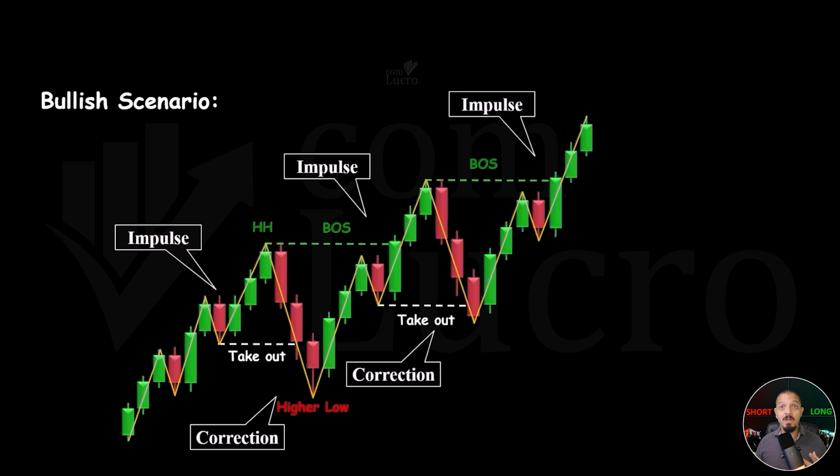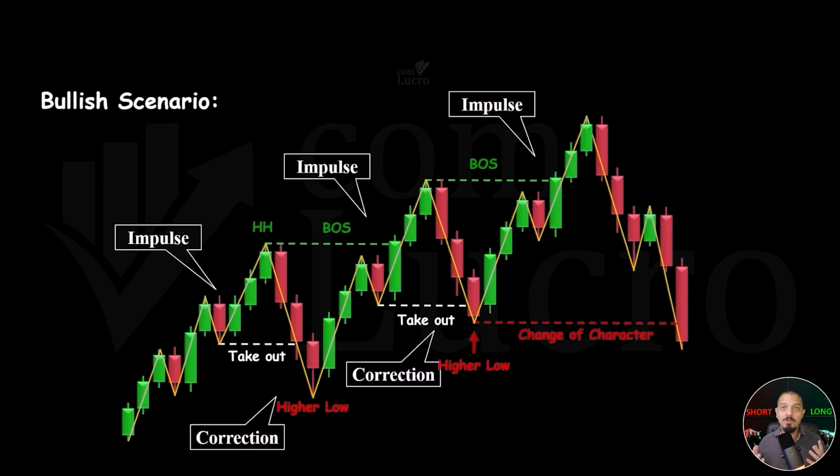After this, we observe additional impulsive and corrective moves that continue to break the market structure. These points, where corrections end or impulses begin, are key in determining the market's overall direction. As long as the price remains above these critical levels, the market is considered bullish. However, if the price breaks and closes below these levels, the uptrend is likely over, signaling a potential reversal. This is what we refer to as a change of character, marking a shift in market momentum.